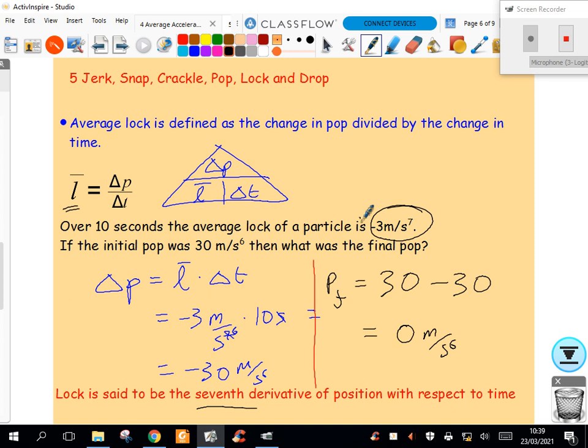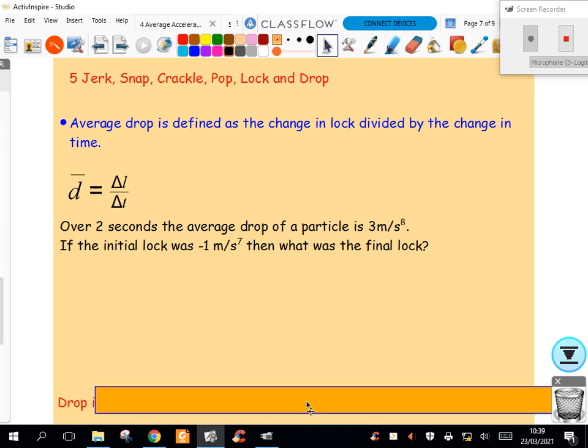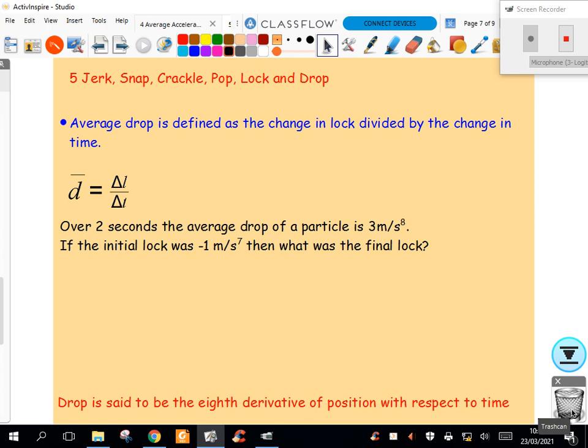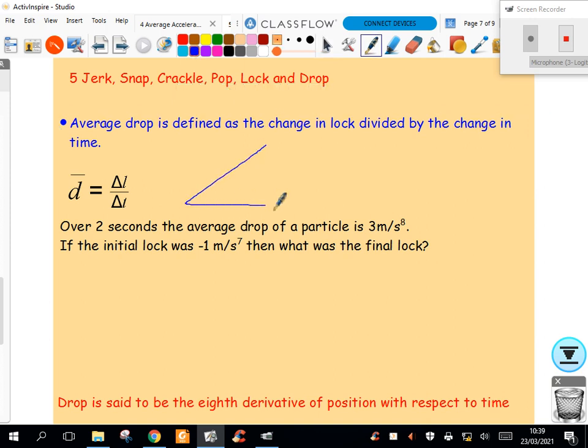And the last derivative I'll look at is drop. Drop is said to be the 8th derivative of position with respect to time. And there's its equation. Notice you can always draw a silly triangle from one of these little relationships. Change in lock, change in time gives me my average drop. Okay, over 2 seconds, the average drop of a particle is 3 meters per second to the power of 8. If the initial lock was negative 1 meter per second to the power of 7, then what was the final lock?